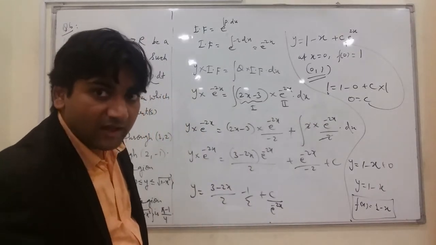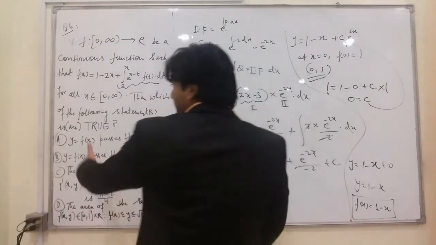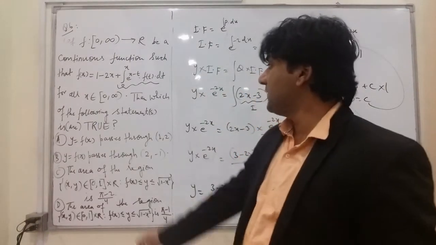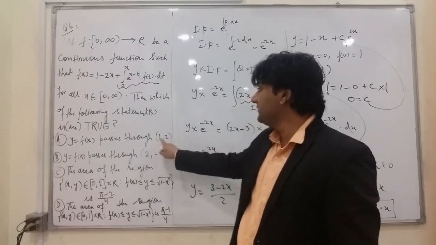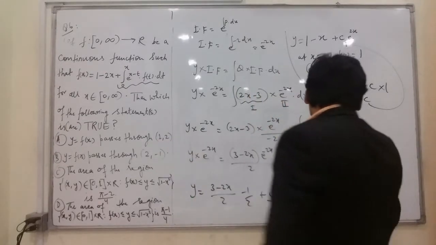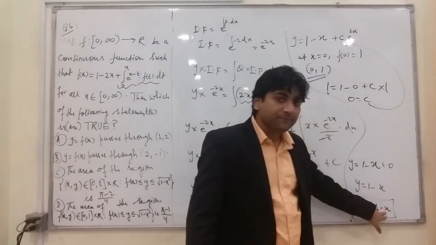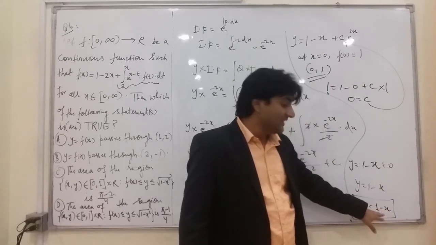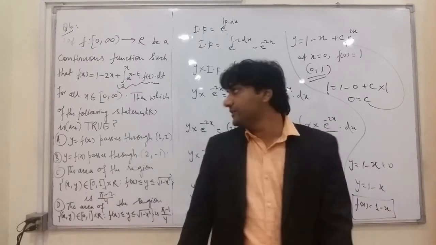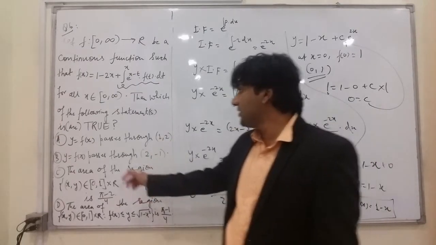Now I have to observe the options. First option, y equal to f(x) passes through (1, 2). If x is 1, then y is 2. Let us verify here. If you put x equals 1 here, then 1 minus 1 is 0. So we will get 0. So (1, 0) should be the point, not (1, 2). So it means option A is wrong.